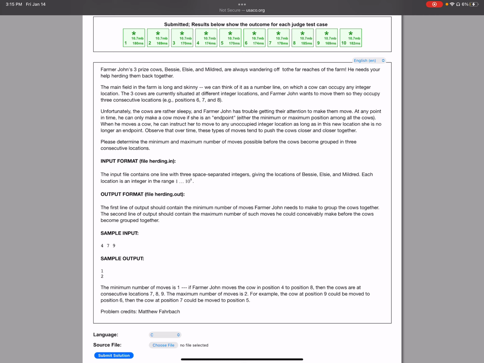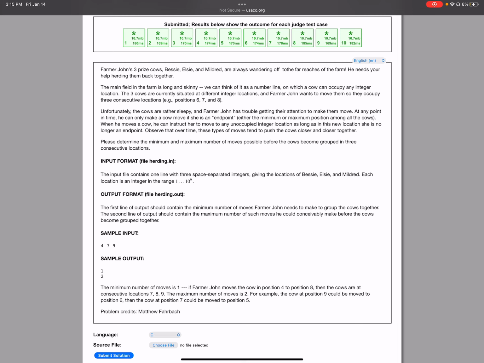So basically there are three cows. You can imagine they're on a number line and they all have different X positions, right? And Farmer John wants to herd them and get them right next to each other in consecutive locations. The example they give us is position 6, 7, and 8.